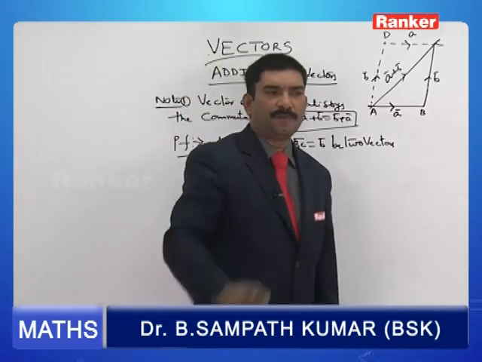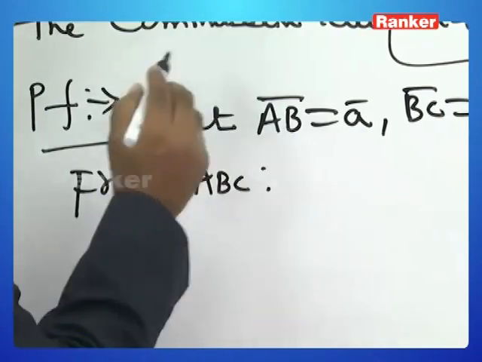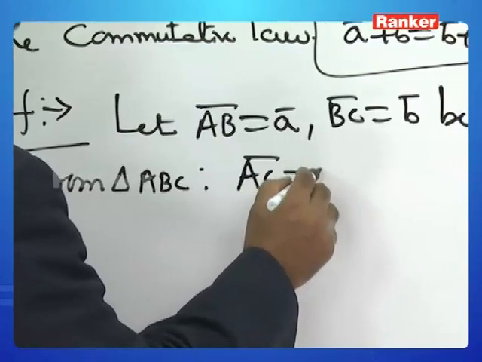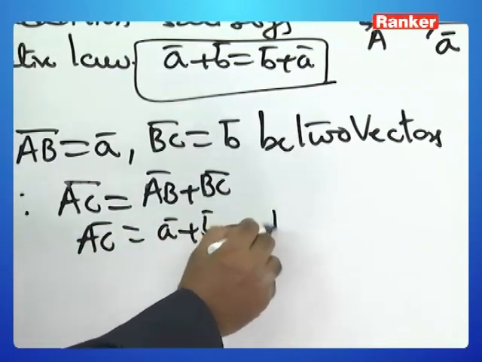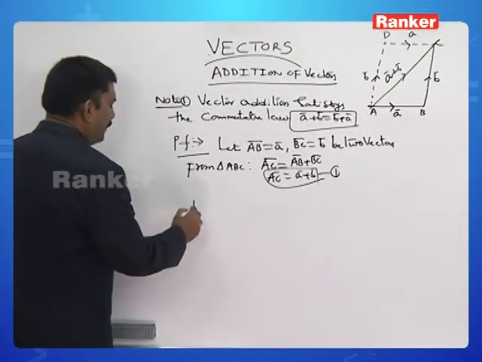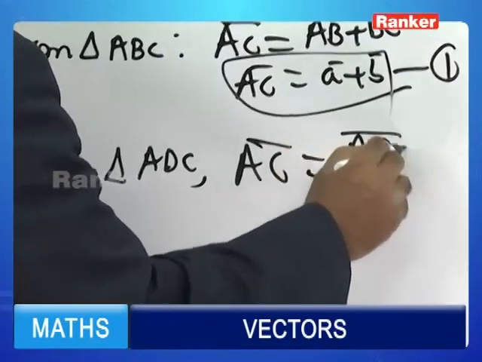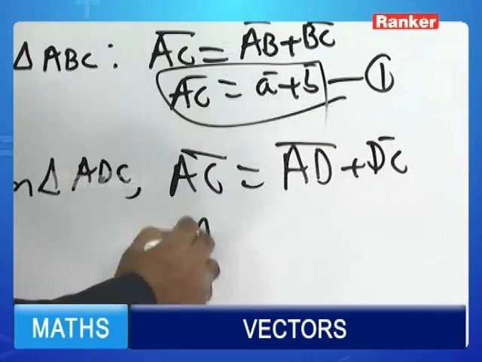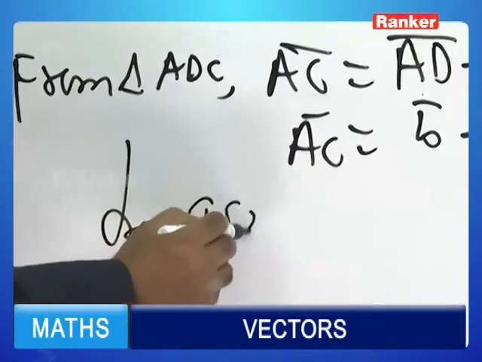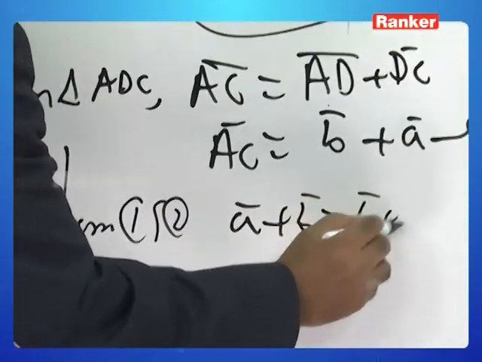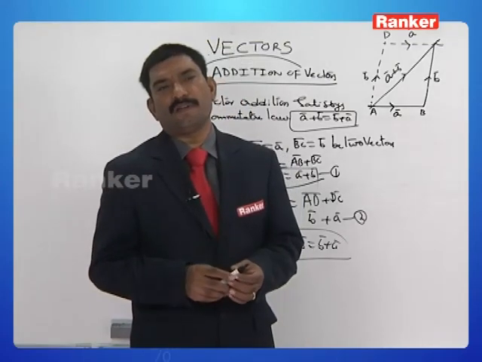A parallelogram is the sum of two triangles. Therefore, from triangle ABC, AC is the common diagonal. By using vector addition, AC bar is equal to A bar plus BC bar. I can write AC bar is equal to A bar plus B bar. Call it 1. And next, from triangle ADC, AC bar can also be written, by using vector addition, as the terminal point of the first vector coincides with the initial point of the second vector. This is B bar, this is A bar. This is 2. From 1 and 2, A bar plus B bar is equal to B bar plus A bar. Hence, we can say that vector addition satisfies the commutative law.